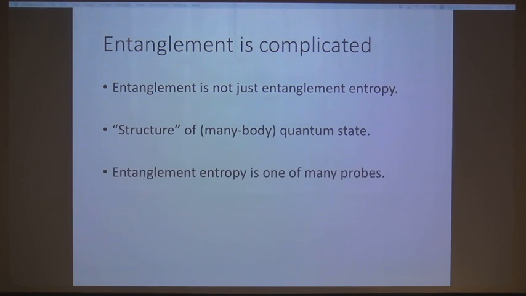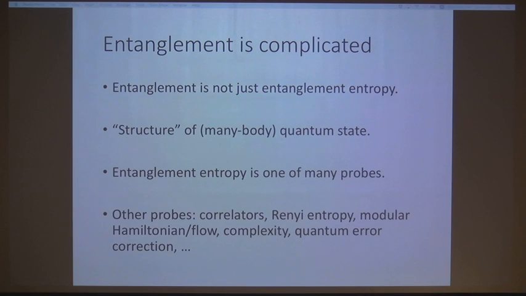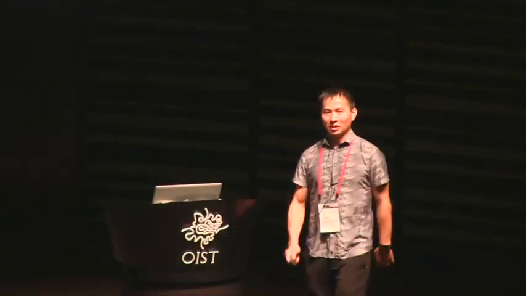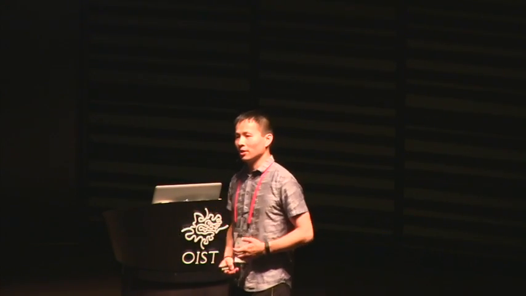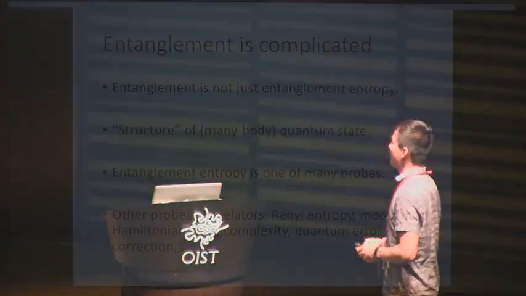And entanglement entropy, or von Neumann entropy, is just one of many probes of how the structure of entanglement appears in a particular state. There are many other probes. We can use correlation functions. Certainly, they tell us something about the correlation between different parts of the system. We can use Rényi entropy, a different set of entropies. We can use modular Hamiltonians, modular flows, complexity, or even quantum error correction. So I'll mention these concepts as different ways of probing quantum entanglement in later parts of the talk. And we'll introduce all these ideas gradually.